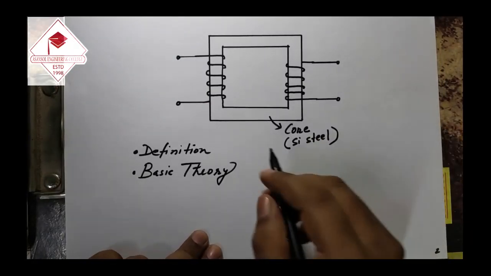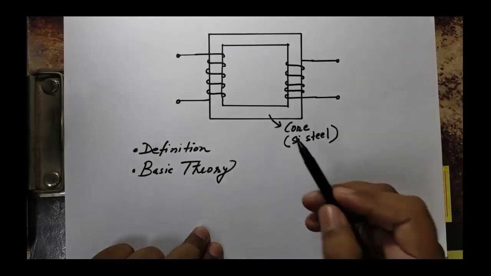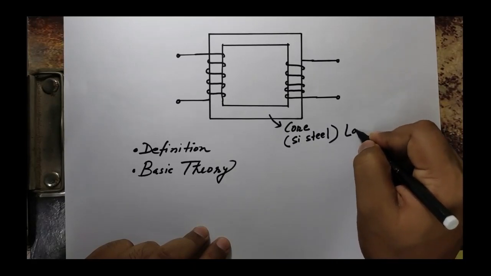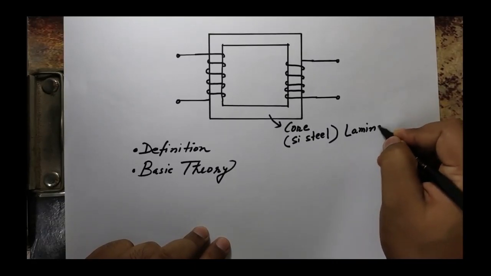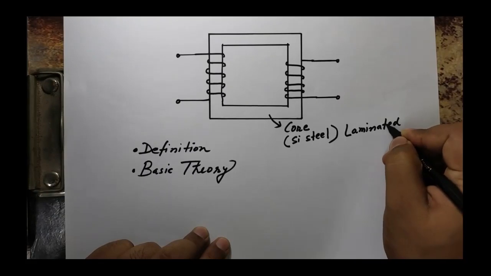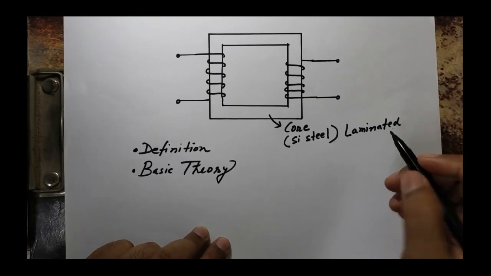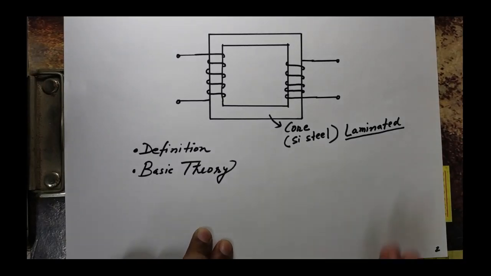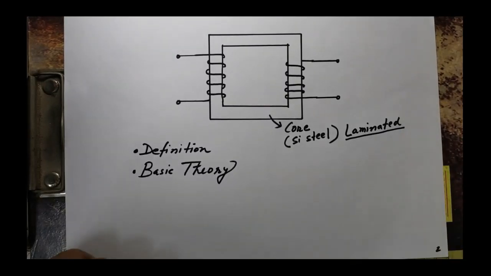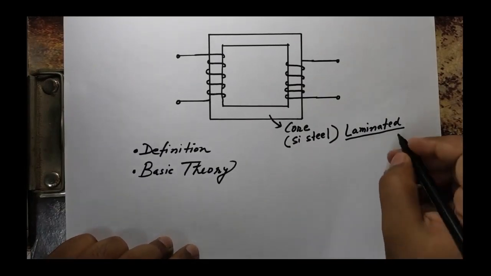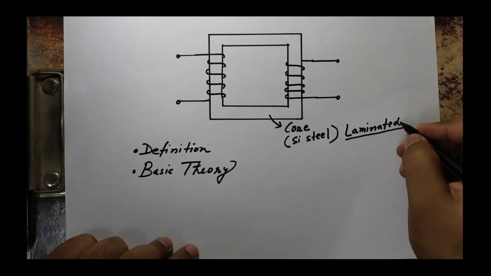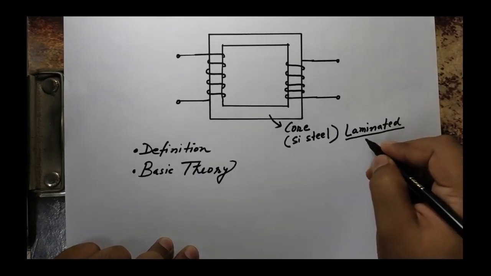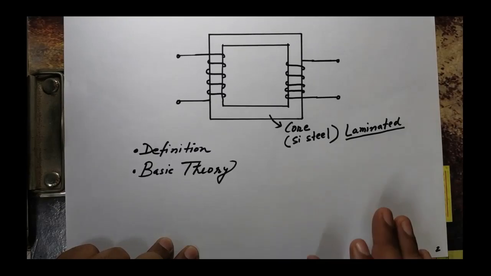We will later on see that this core is not a simple core, right? It is actually laminated, and I will explain why it is called laminated and what is the necessity of this lamination. So this thing I will explain later. For the time being, just note down that this laminated core is used to reduce eddy current loss. So keep that in mind, I will explain.